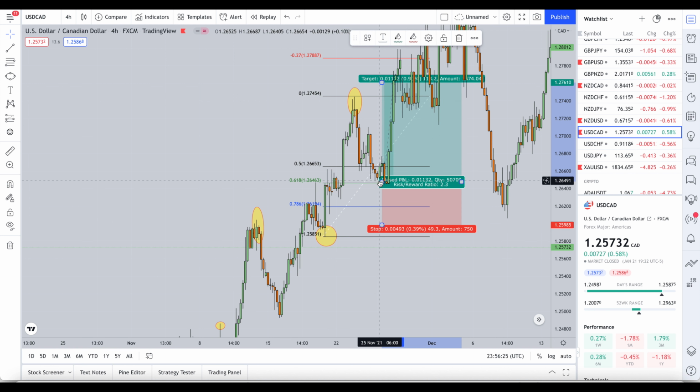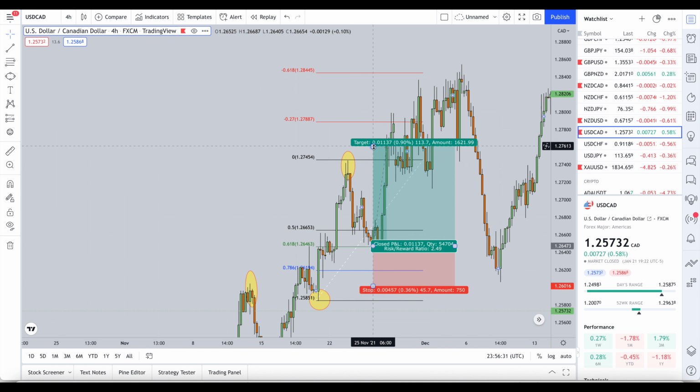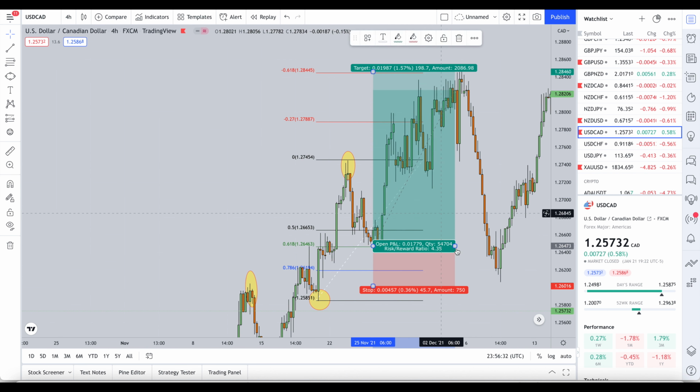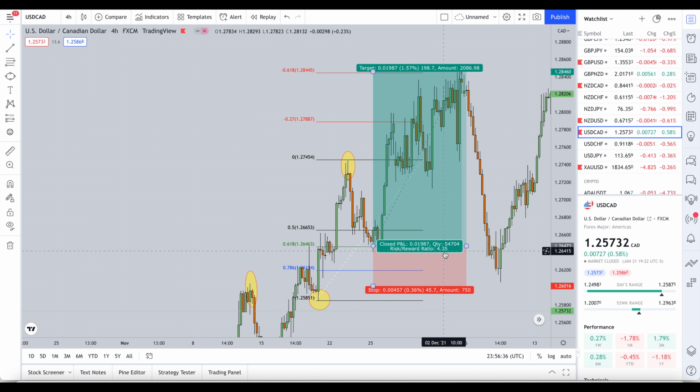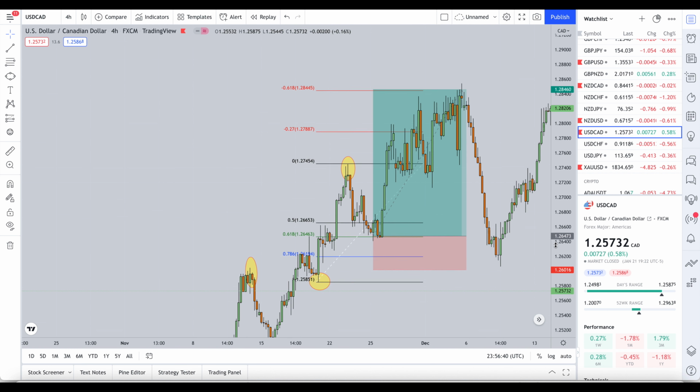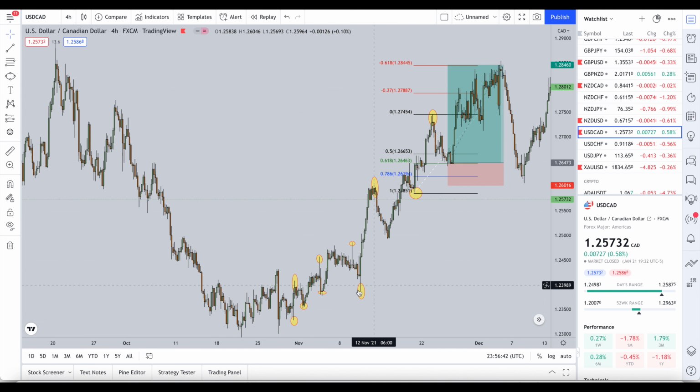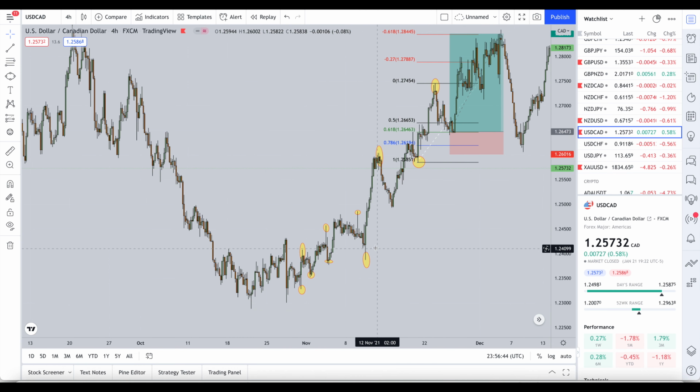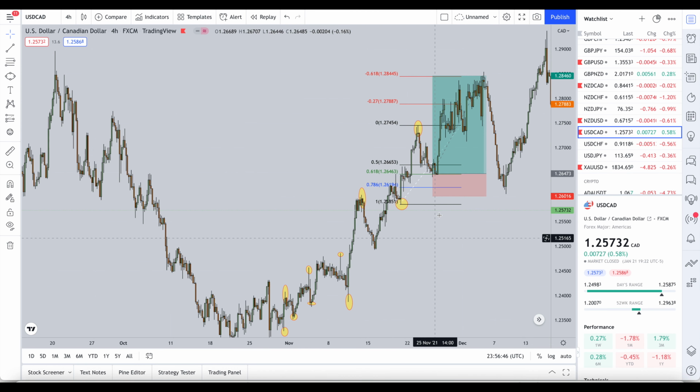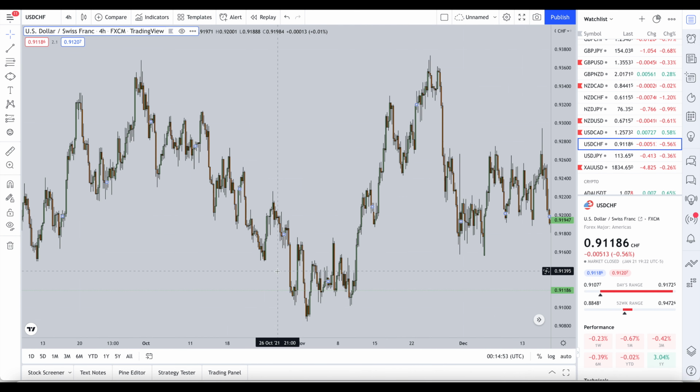We put 45 pips stop loss and TP there. That's another 4.3% trade. So just during that bullish trend, we made over 18%. So that's really efficient. So here we're looking at USD CHF.